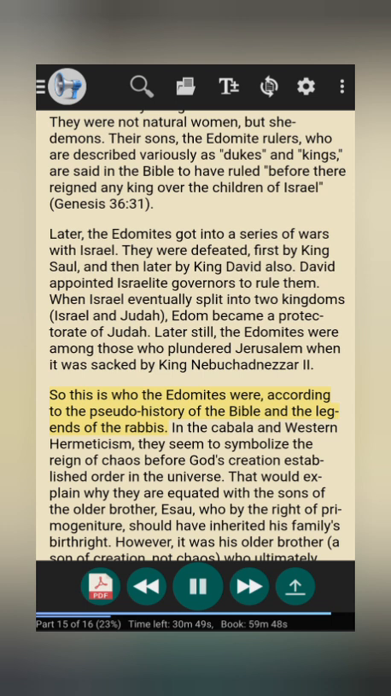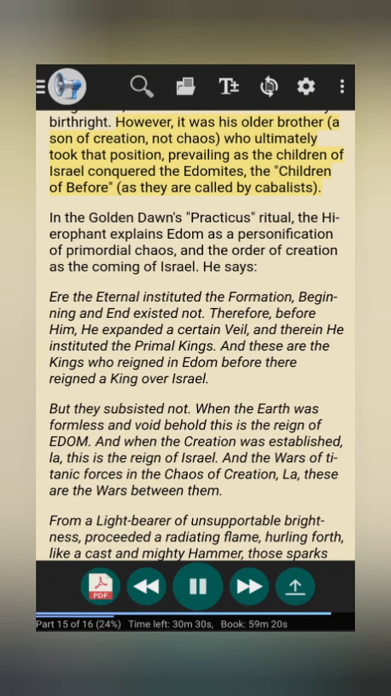So this is who the Edomites were, according to the pseudo-history of the Bible and the legends of the rabbis. In the Kabbalah and Western Hermeticism, they seem to symbolize the reign of chaos before God's creation established order in the universe. That would explain why they are equated with the sons of the older brother Esau, who, by the right of primogeniture, should have inherited his family's birthright. However, it was his younger brother, a son of creation, not chaos, who ultimately took that position, prevailing as the children of Israel conquered the Edomites, the children of before, as they are called by Kabbalists.